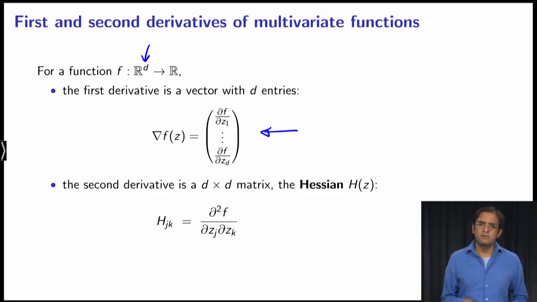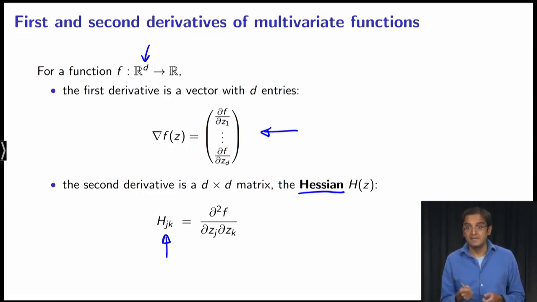What about the second derivative? Now we're taking the derivative twice. For the first time round, we have a choice of d variables, and for the second time, we again have a choice of d variables. So there's a total of d squared options, and we write them together in a d by d matrix. This matrix is called a Hessian. It's a d by d matrix where the jk entry of the matrix is the second derivative with respect to the jth variable and the kth variable.